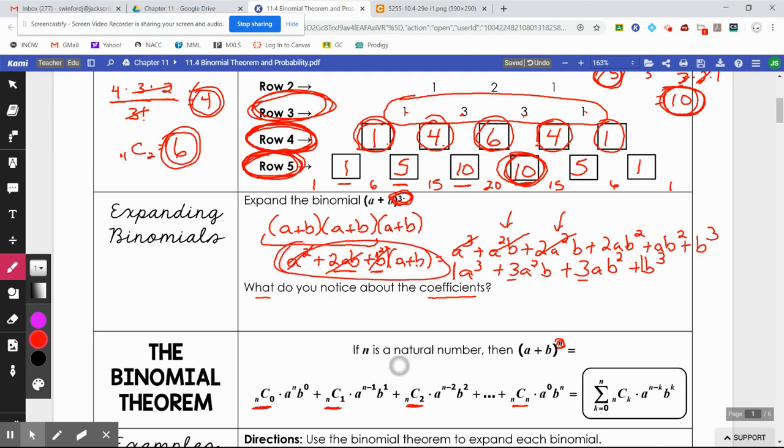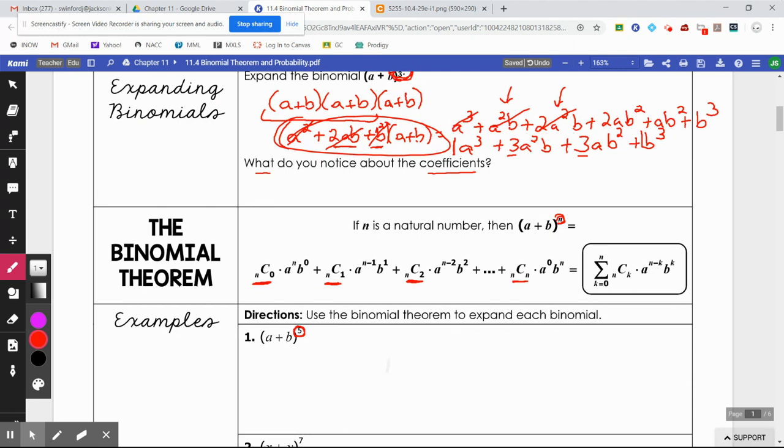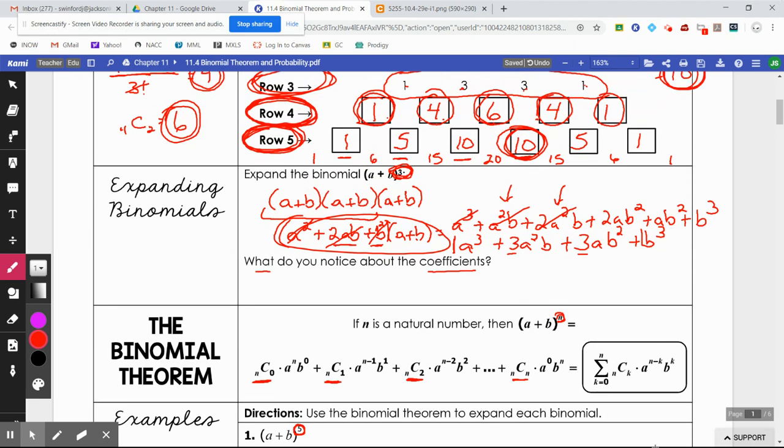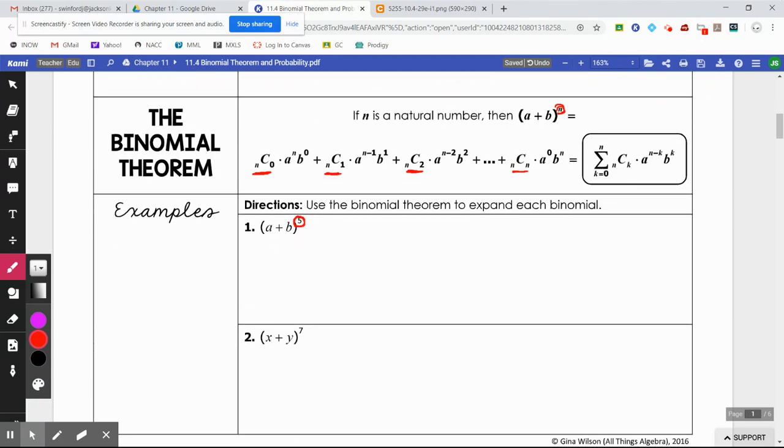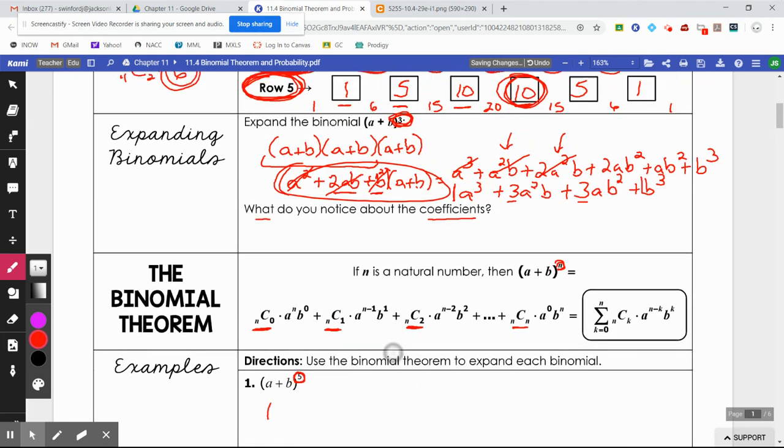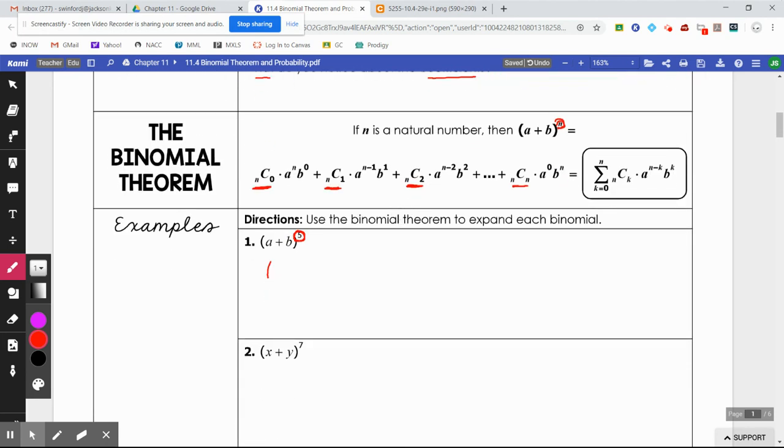So what we're going to do to raise a plus b to the fifth power, step one, take the numbers in those rows: 1, 5, 10, 10, 5, 1. Let's write them down. 1, 5, 10, 10, 5, and 1. All those were positive numbers, so if you'd like to put your plus signs in front of them, that'll be good.